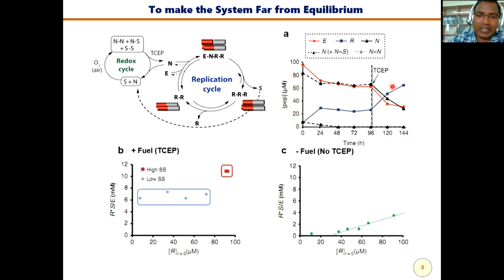To prove this hypothesis in more detail, we did the reaction in two conditions. One is without fuel, another one is with the fuel. With the fuel, meaning with TCP, we found two distinct low and high steady states. However, without TCP, we found only linear formation, which depends on the starting concentration of the material.